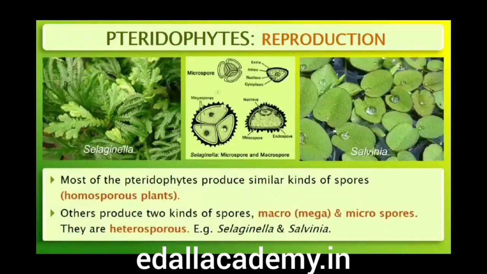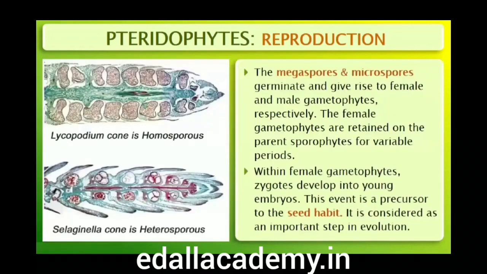In the majority of the pteridophytes, all the spores are of similar kinds. Such plants are called homosporous. Genera like Selaginella and Salvinia, which produce two kinds of spores, macro (large) and micro (small) spores, are known as heterosporous. The megaspores and microspores germinate and give rise to female and male gametophytes, respectively.